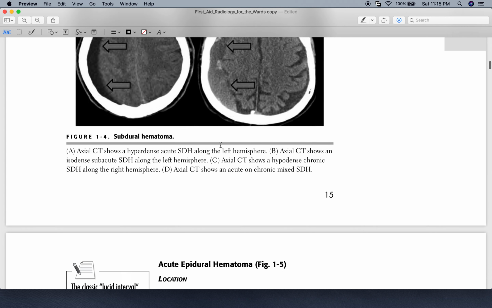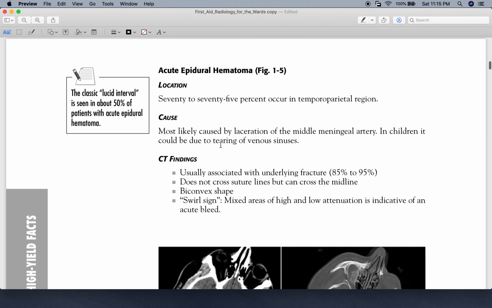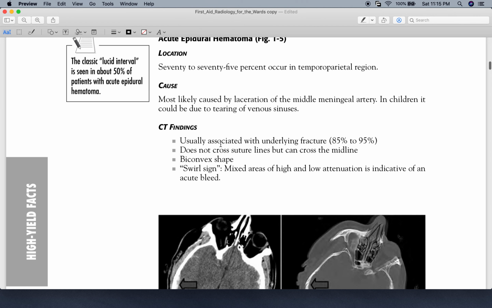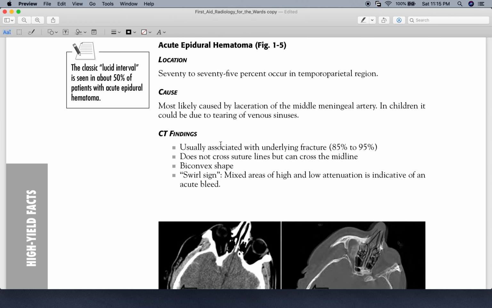We're going to talk about the next topic here. The next topic is the acute epidural hematoma. Well, first about the location. 70 to 75% occur in the temporoparietal region. Okay, it happens in the temporoparietal region.